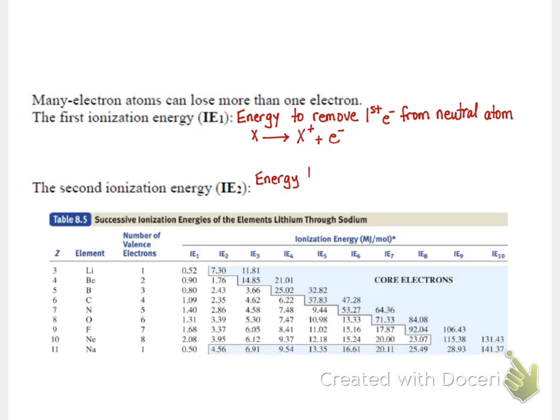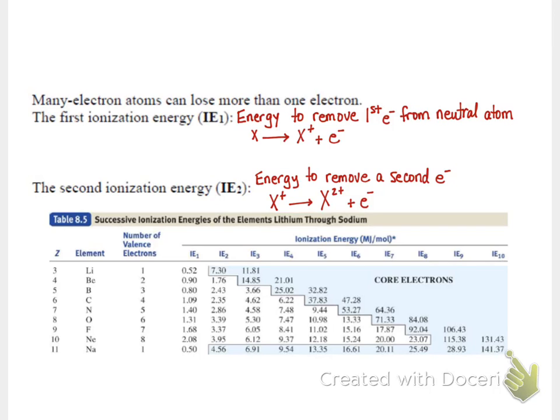The second ionization energy is the energy required to remove a second electron. It's already lost one, so it's already a cation. We're going to remove another electron, and now the atom is going to have a +2 charge because it's lost its second electron. And you could keep losing electrons: the third ionization energy, the fourth, the fifth, and so on, until all the electrons are gone.